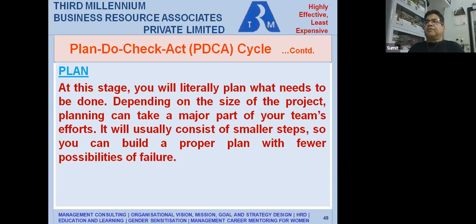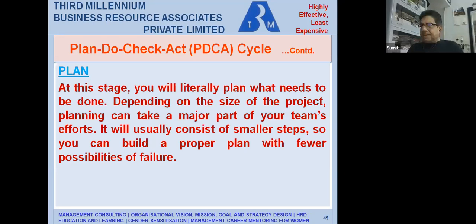Depending on the size of the project, what is it? Supposing you have 10 customers, and there are complaints. It could also be you have 1 million customers and there are a large number of complaints. So obviously the scale of the plan is going to be different. So that is what it says in this slide.